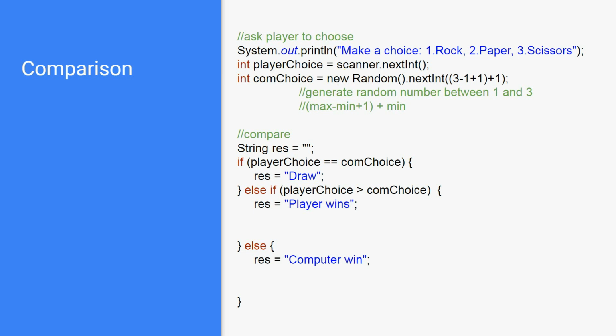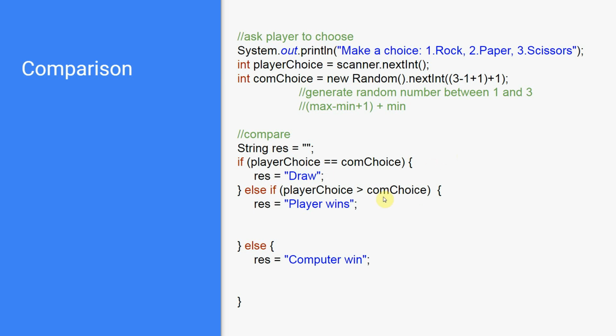The player's choice will be taken from the user's keyboard again. The computer's choice is made by a random number generator. Then we set up a variable to store the results. The first comparison is pretty obvious: if the player and the computer got the same number, it's a draw. For the rest of the logic, whoever got the greater number will win.